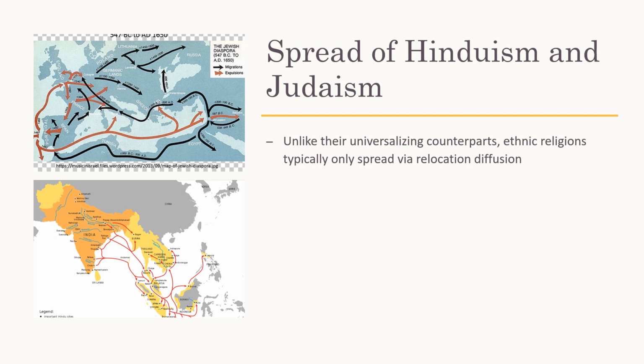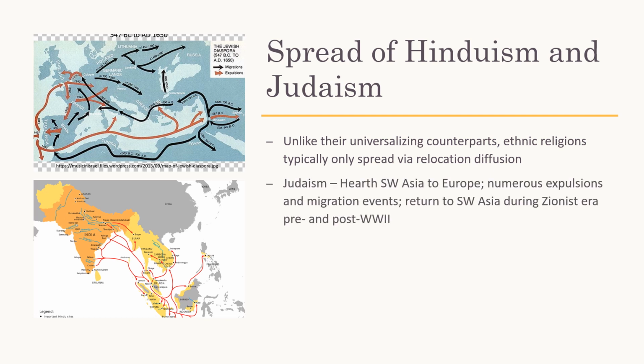So what we see, unlike universalizing religions, is that ethnic religions really only spread via relocation diffusion. Again, there's no attempt to convert people or to try to get people to become a Jew or to become a Hindu. And so we don't really see the spread of these religions outside of people actually relocating who are practicing these religions. So Judaism, in its hearth in Southwest Asia, spreads to Europe. And there are numerous expulsions of Jews from Western European states and migration events returning into European states.